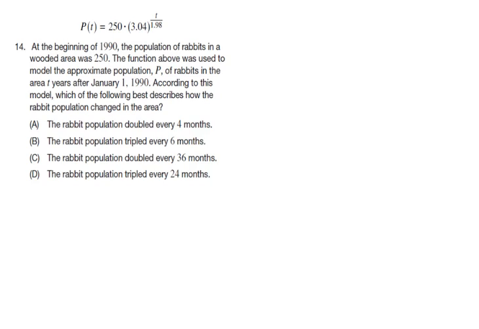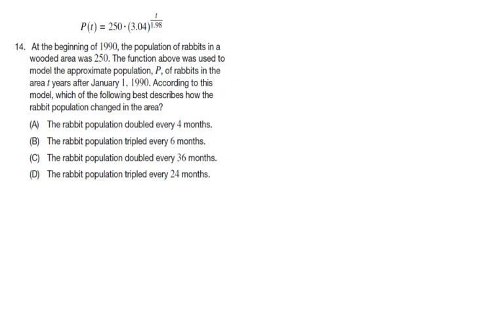Problem number 14. At the beginning of 1990, the population of rabbits in a wooded area was 250. The function above was used to model the approximate population P of rabbits in the area t years after January 1st, 1990. According to this model, which of the following best describes how the rabbit population changed in the area?